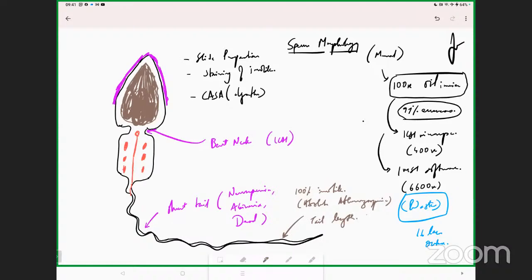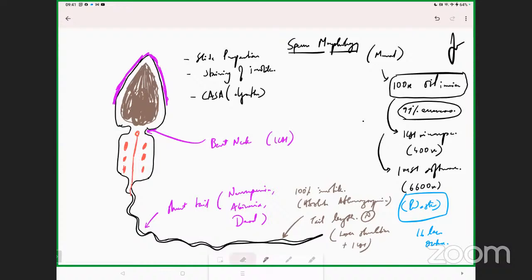Okay, tail length is normal, and in that situation you need laser stimulation of tail. Laser stimulation of the tail plus ICSI, and it works beautifully well. Okay, so these are the only two things which you need to remember. Forget all the other anomalies. All the other problems are going to happen as far as the head is concerned.